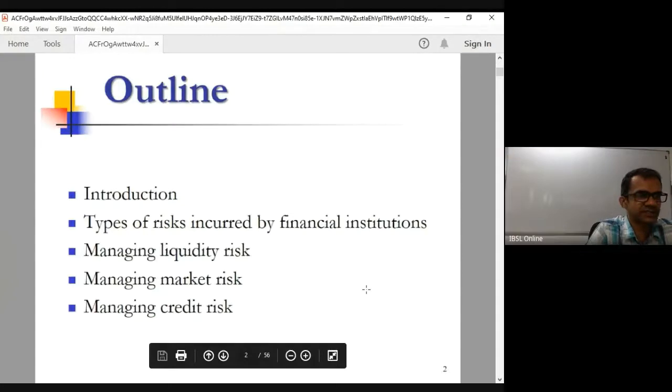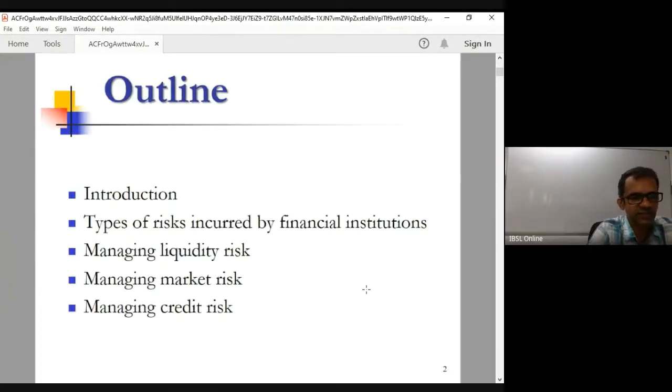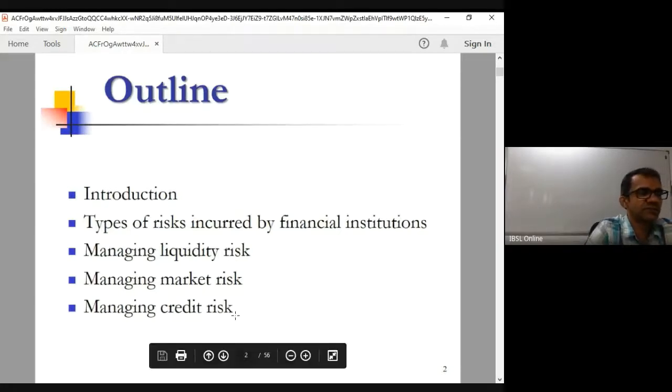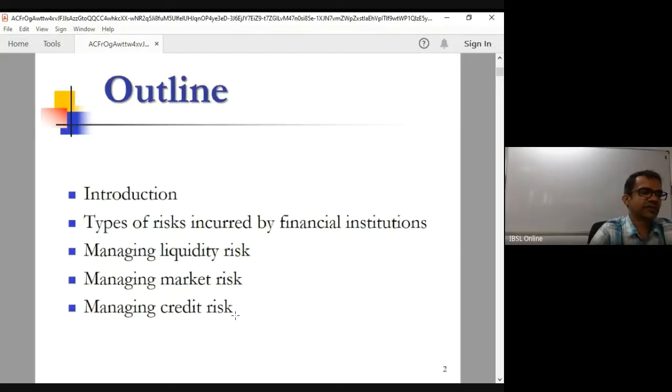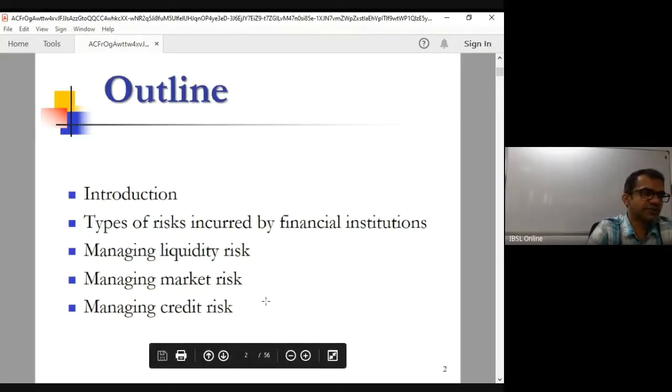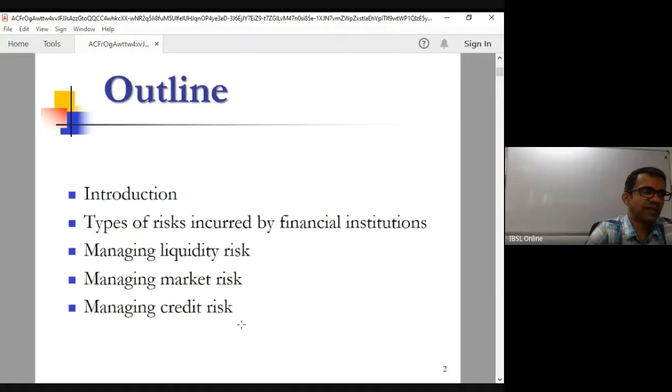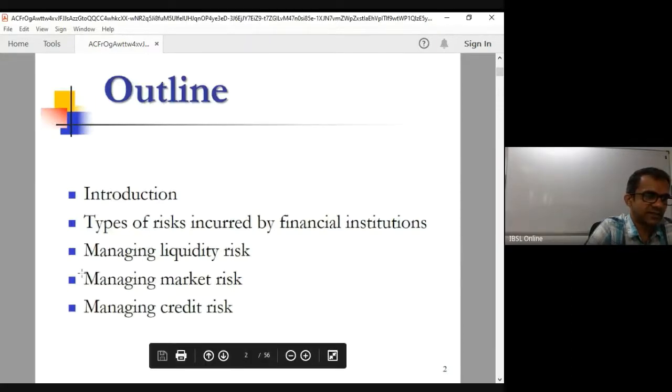Because this is a treasury program, we are not going to discuss every aspect of risk management, but mostly risks that are related to treasury operations or treasury activities. That's why liquidity risk, market risk, and credit risk are more important, and we focus mainly on these three, and we will go into more detail in market risk.